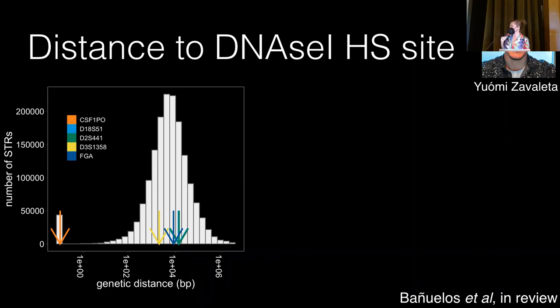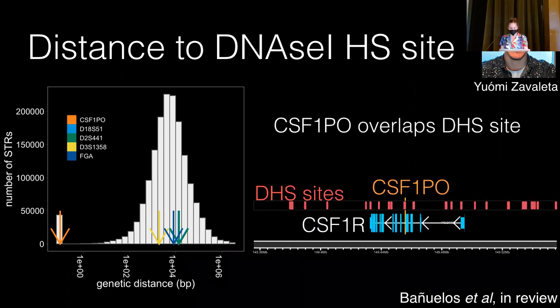What you might notice here is way on the left, we have a CODIS locus, CSF1PO, that entirely overlaps with the DHS site. The red track here is the location of DHS sites. The orange line there is the location of CSF1PO, the CODIS locus. And below it, you can see CSF1PO is intronic to CSF1R. So it entirely overlaps with a putative regulatory region, which makes us think it's possible that it could be causal.